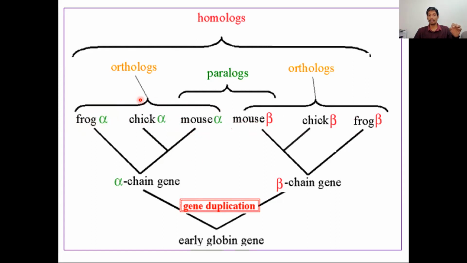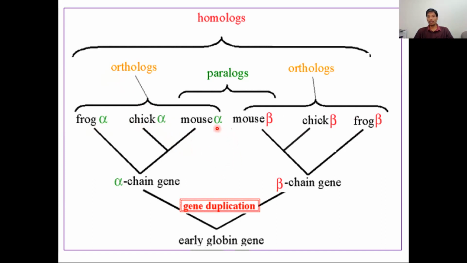Whatever organisms are having alpha, those we call orthologs. So what is an ortholog? Mouse alpha and chicken alpha are called orthologs. Frog alpha and chicken alpha are called orthologs. And chicken alpha and human alpha are orthologs. So whatever is alpha between the different species, those are all orthologs.